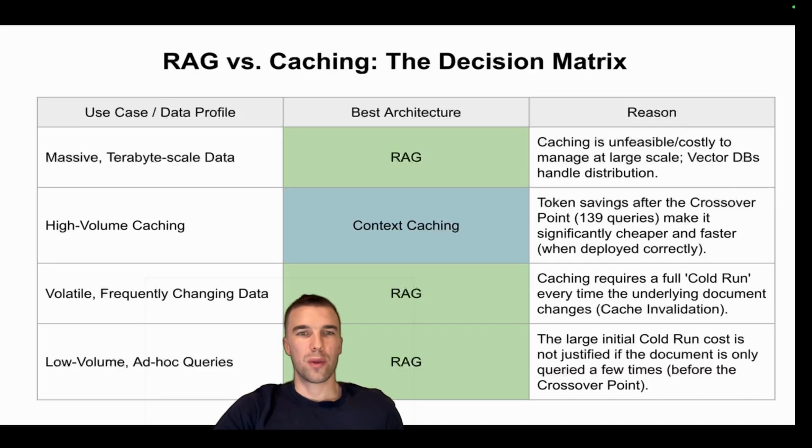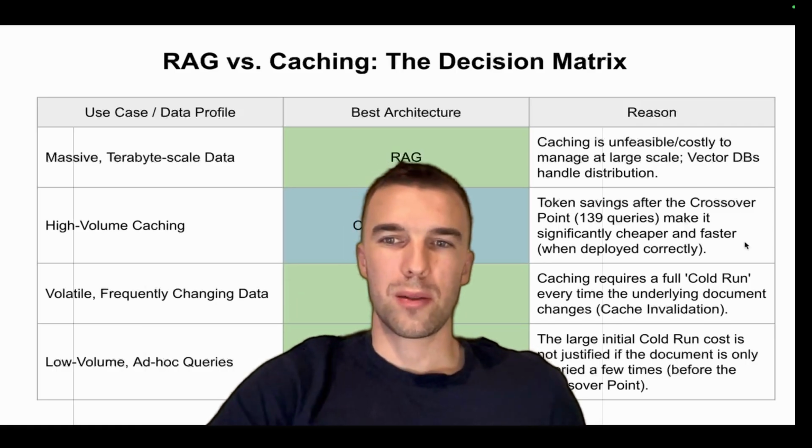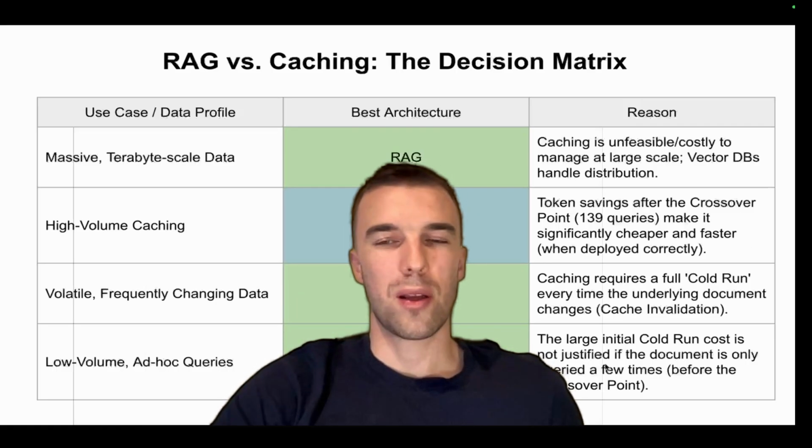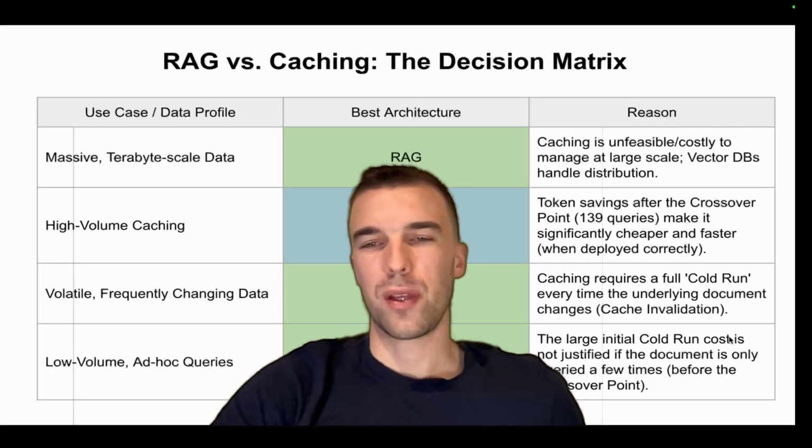Use context caching when you have a lot of queries, when you have a high volume of traffic for the same assistant. Then you might want to use context caching. When you have small data, maybe you have some changing data. Yeah, and for large initial cold run cost, still consider the amount of data you have. So it's always a trade-off.